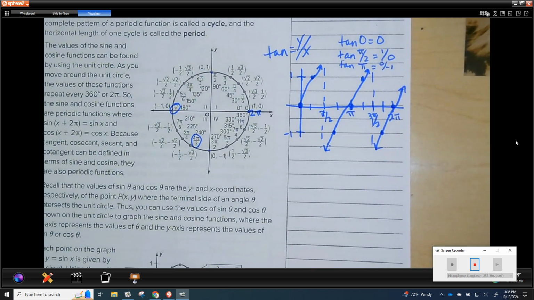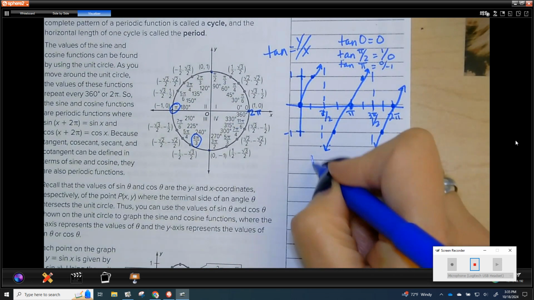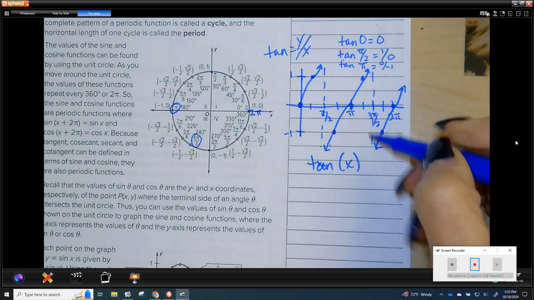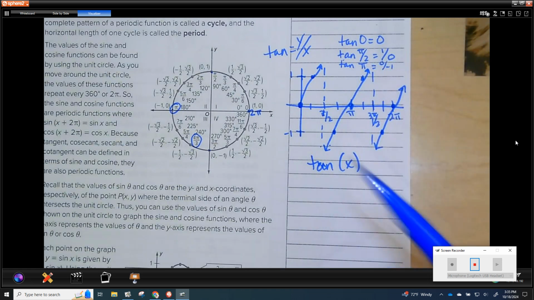Okay, that is your tangent of x graph. So these are asymptotes. These are your intercepts. There is no max or min because it is a wave.